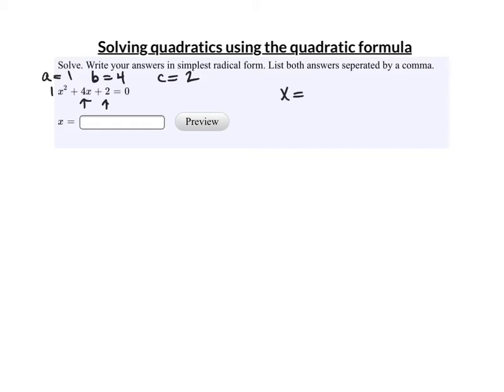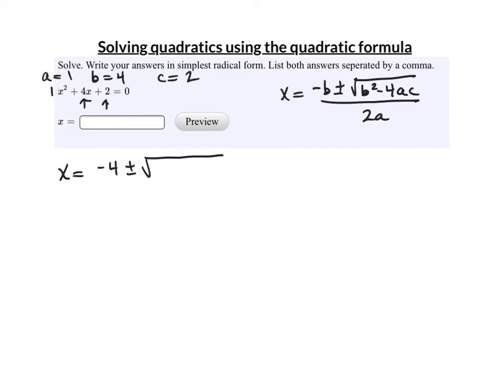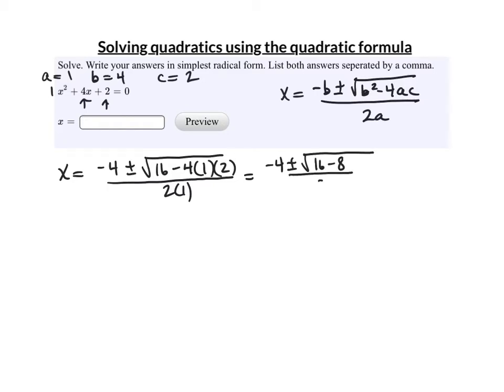So we'll write down the quadratic formula. And we'll plug in our numbers quickly. This does go fast once you learn what you're doing. The opposite of b, negative 4, plus or minus b squared, 4 squared is 16, minus 4 times a times c, that's 1 and 2, all over 2 times a, 2 times 1. This is negative 4 plus or minus the square root of 16 minus 8 over 2.